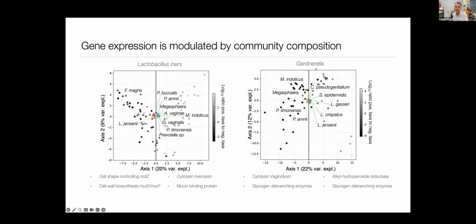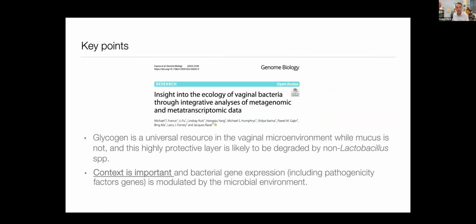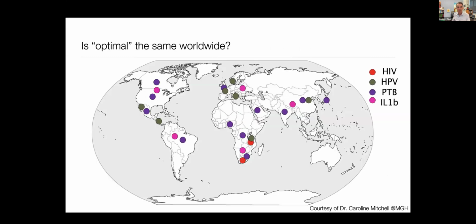And in Gardnerella, you can see exactly the same thing. When it's present with Prevotella or Megasphaera, it expresses one set of genes, including vaginolysin, but when it's present with Lactobacillus, it expresses another kind of gene. So context is very important, and bacterial gene expression is totally modulated by that microbial environment. And in the vagina, what this study has found is that glycogen is a universal resource that can be used by any bacteria in the vagina.